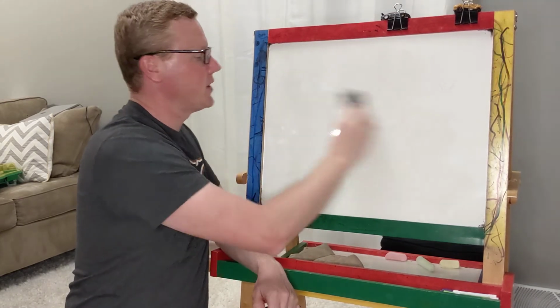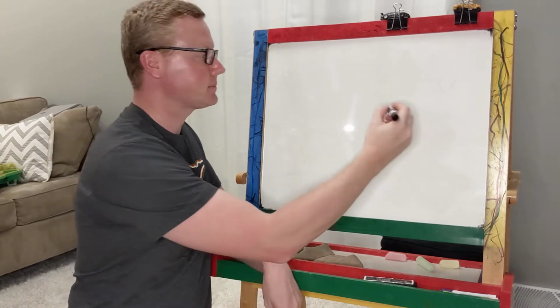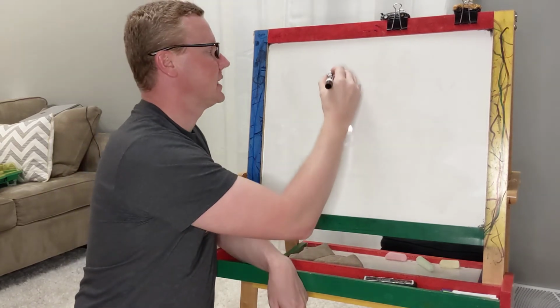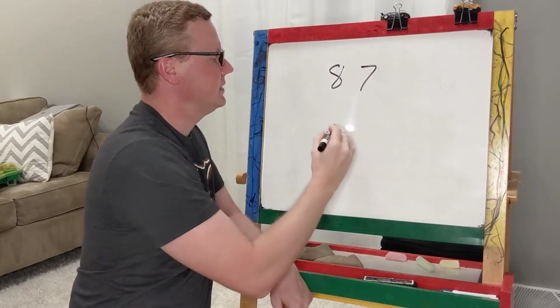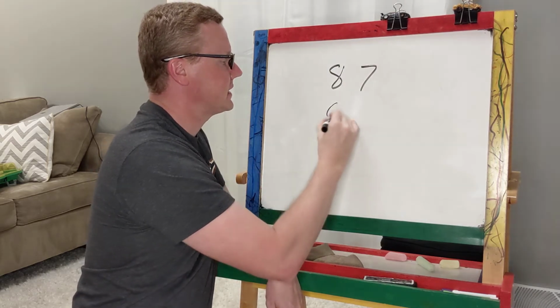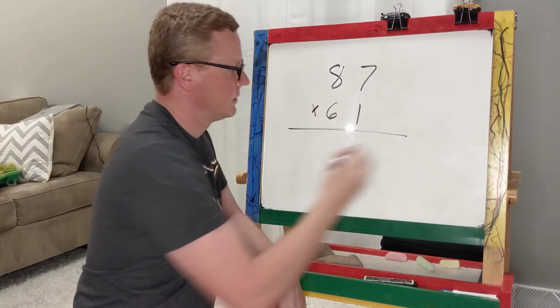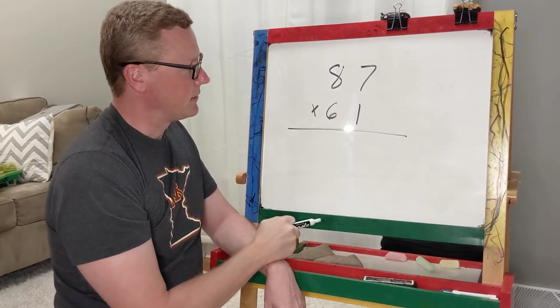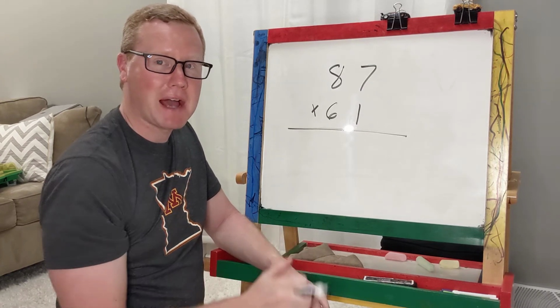All right, we're gonna do another one before I get to that little bonus thing at the very end for you guys. All right, let's do 87 times 61. Go ahead and hit pause, work it on out, come back when you're ready.